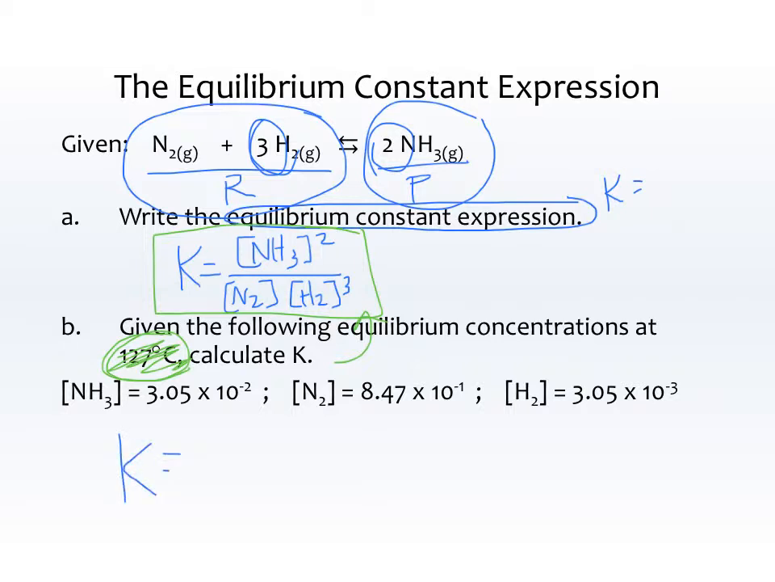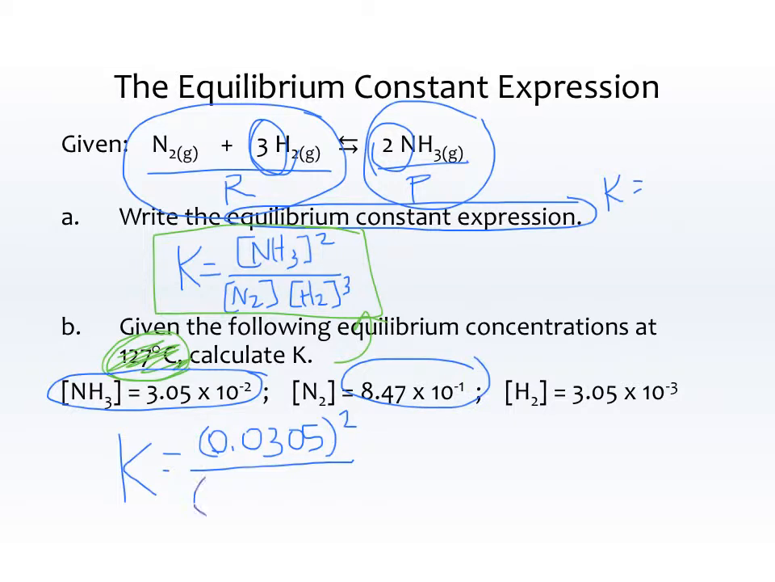K is equal to the concentration of NH3, 3.05 times 10 to the negative 2, that's 0.0305, and then that's going to be squared, because we said NH3 squared, divided by N2, 8.47 times 10 to the negative 1, 0.847, and that's not raised to any power because there's nothing next to the N2. And then times H2, 3.05 times 10 to the negative 3, 0.00305, raised to the power of 3 because it's H2 cubed.